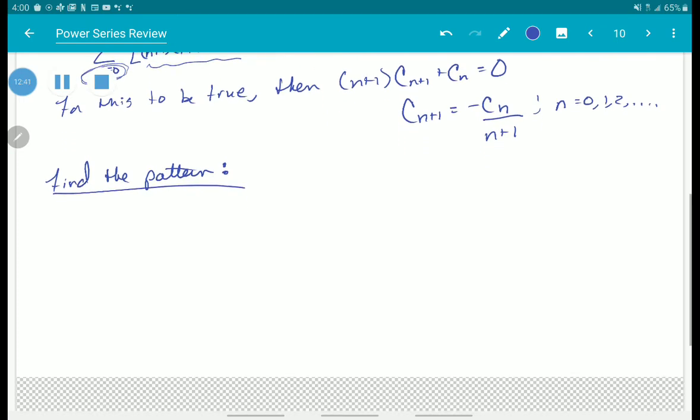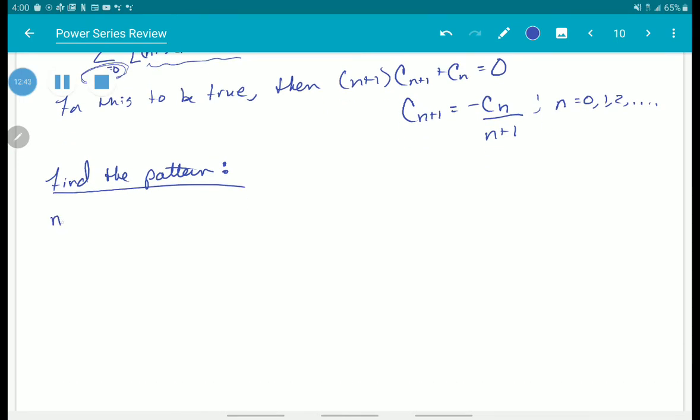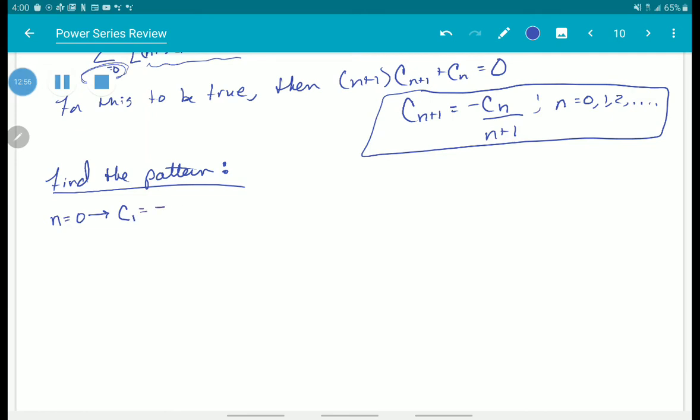So it almost becomes like a game for us. If n is 0, what is this going to look like? Well, if we were to plug 0 into this guy, and I'm going to box this in, then our C1 would be equal to negative C sub 0 over 1, which is negative C naught.